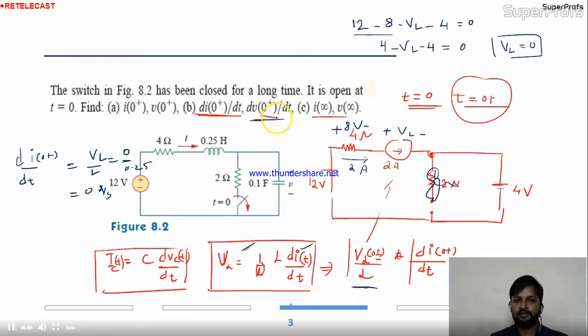Now come to this one. For this V, you have to come to the capacitor equation. Now what they are asking is dV0+/dt.